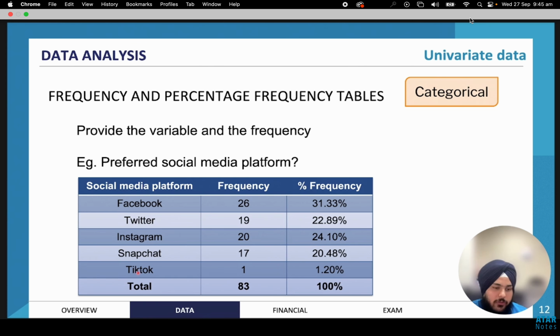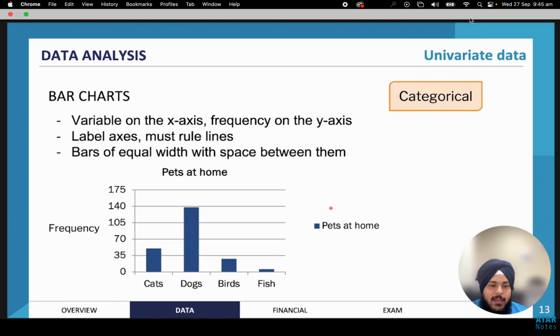But let's just say we had 20 or 30 different social media platforms. Just using frequencies might be a little bit hard to see the actual relationship between them, or to determine what's the modal frequency or what's the median, which will come through next. But if we're just trying to immediately determine what social media platform has the highest preference in the data set, we might use a percentage, because we can easily see that Facebook is the highest. But both of them will have different uses depending on your type of data.